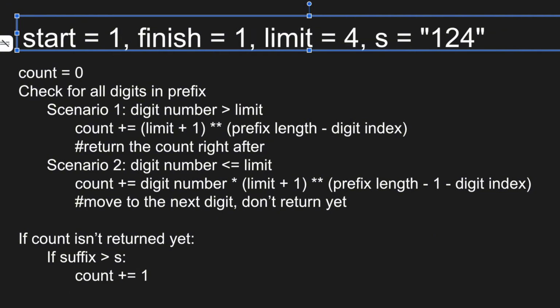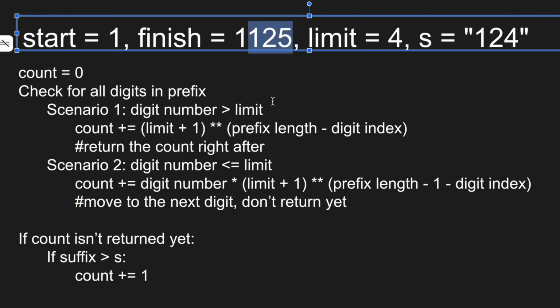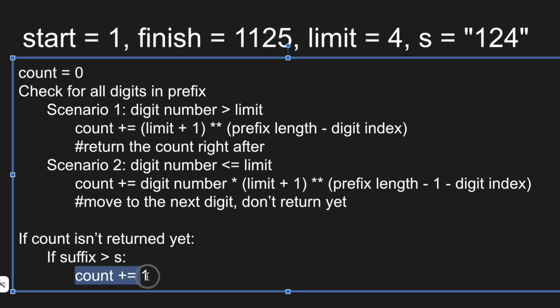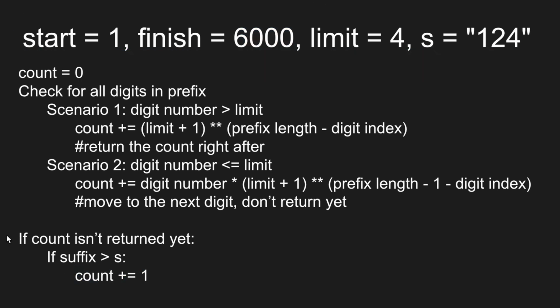But let's say we have 125 here, then 125 on its own can also be included. So that's why I increased the count by 1. So let's go over 2 examples, one example covering scenario 1 and one example covering scenario 2.